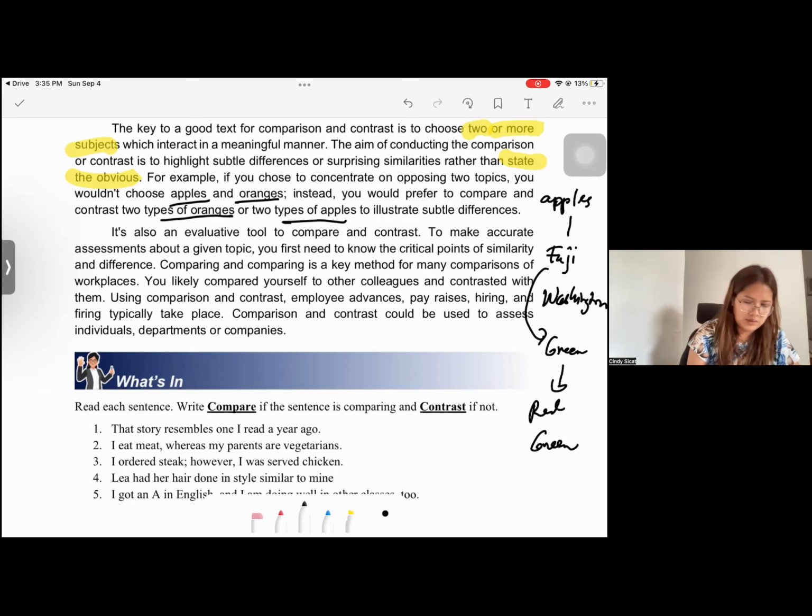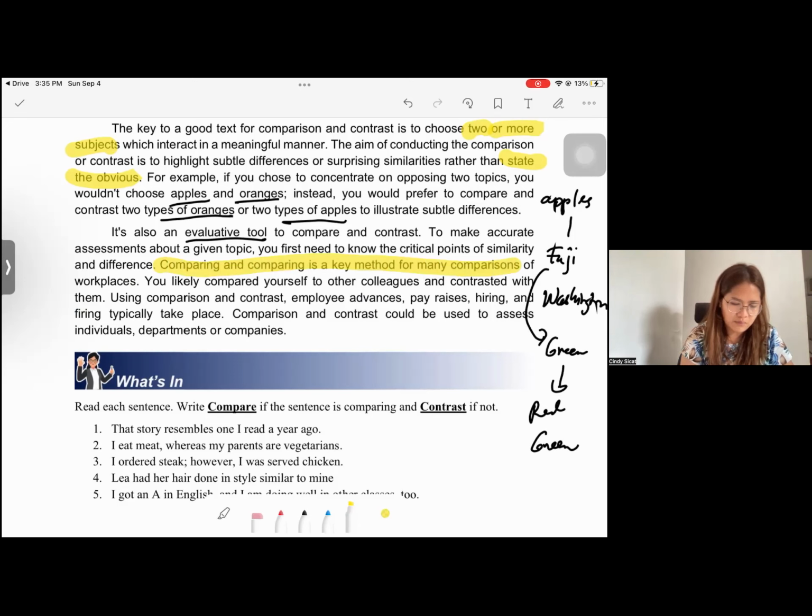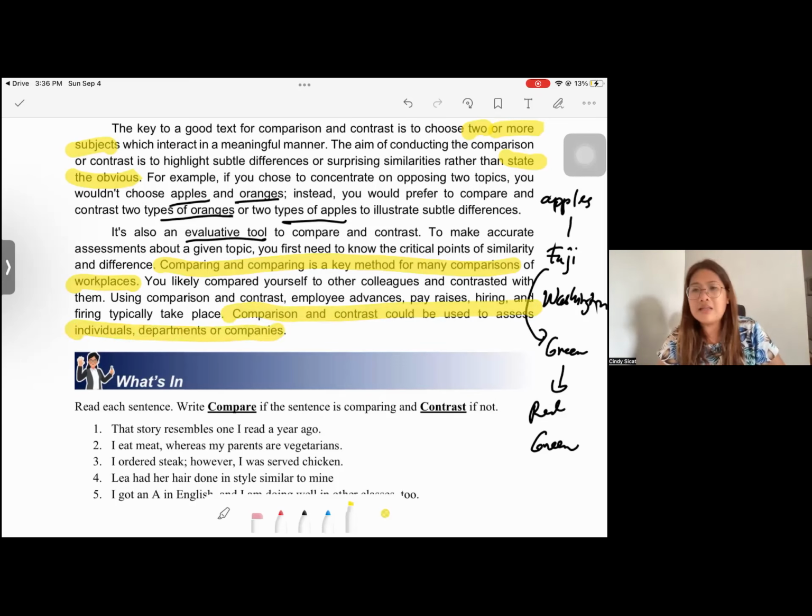It's also an evaluative tool, okay? Since to make accurate assessments, it already shows that you could actually look into the critical points of the material as you point out their similarities and differences. So comparing and contrasting is a key method for many comparisons of workplaces. And it happens in day-to-day living. Like before you purchase a phone, you actually compare it to your previous phone, or you look at reviews which actually compare and contrast different gadgets. So comparison and contrast are used to assess individuals, departments, and companies.